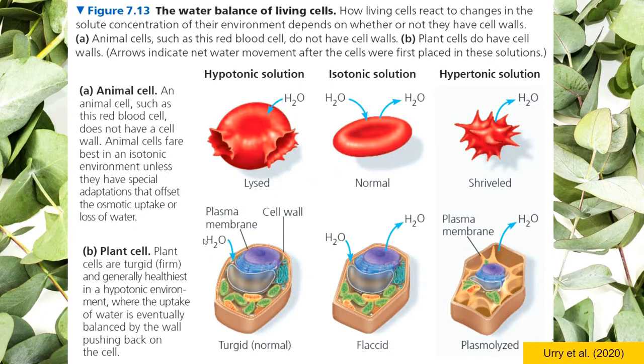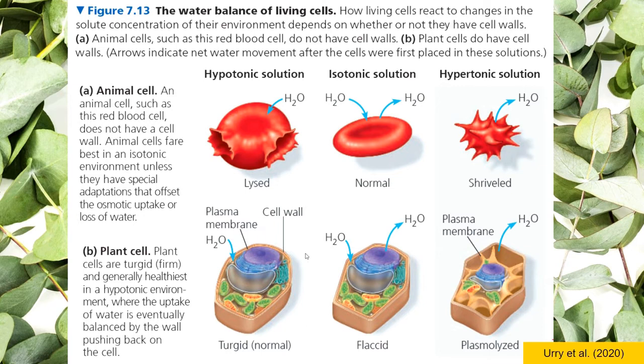Plants, on the other hand, will not have these dramatic changes, because they owe it to the presence of their cell wall. So if animal cells fare best in an isotonic solution, plant cells, on the other hand, are healthiest in a hypotonic solution or hypotonic environment wherein they have more water uptake.